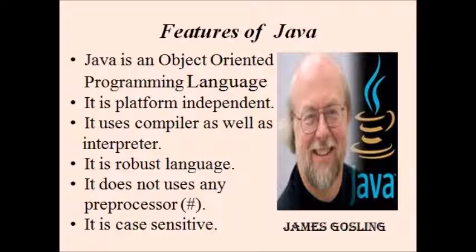Features which make it different from other languages are that Java is an object-oriented language. It is platform independent, that is, it can run on any operating system because of the bytecode. It uses a compiler as well as an interpreter. The Java source code is first compiled and converted to bytecode, which is then interpreted to the object code. That is why Java uses both a compiler as well as an interpreter.